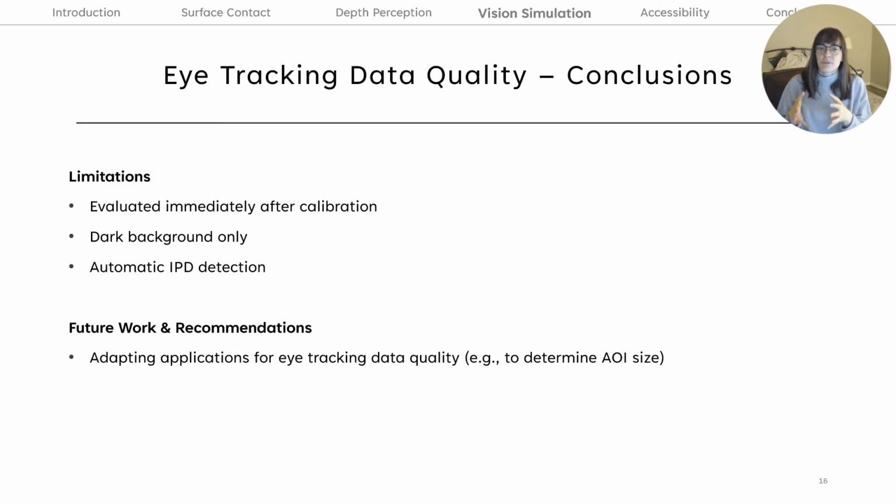And in a similar way, we can use the eye tracking data quality assessments from our own work and from prior research to make a more informed decision about how large, for example, a simulated central scotoma should be. Which brings us finally to the eighth study of the dissertation.